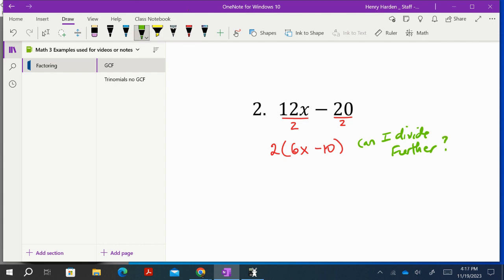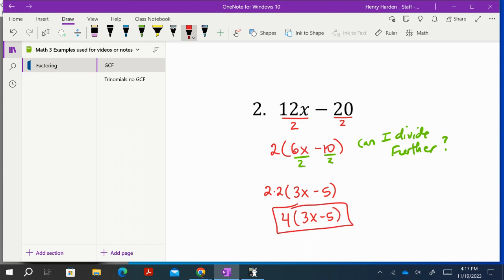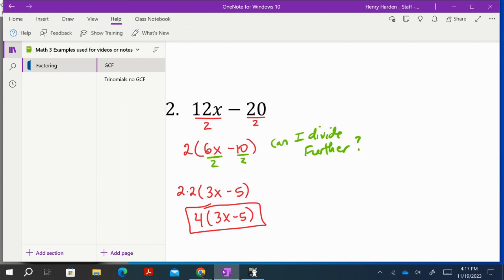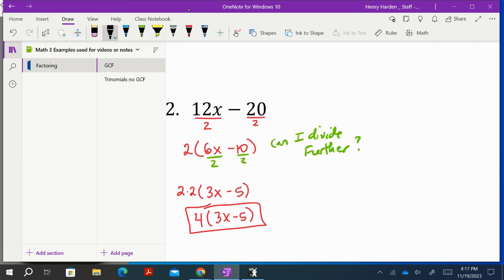So I'm going to look at this and say, okay, I could divide this by 2 again. And so now we have another 2 that's going to move out in front. And we're left with 3x minus 5, which means 4 times (3x minus 5) would be our answer. Now, that's obviously a long way to do that. In this case I had to do multiple steps, but I can do this a little bit shorter if I knew my times tables.